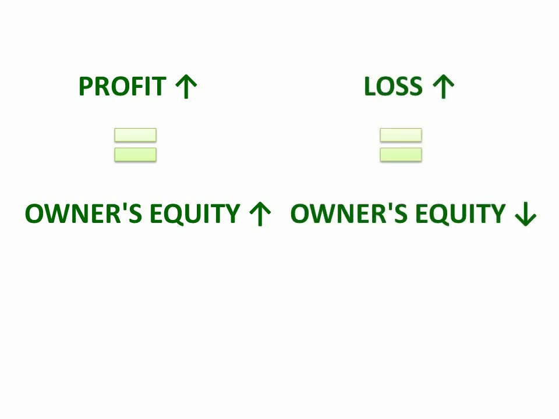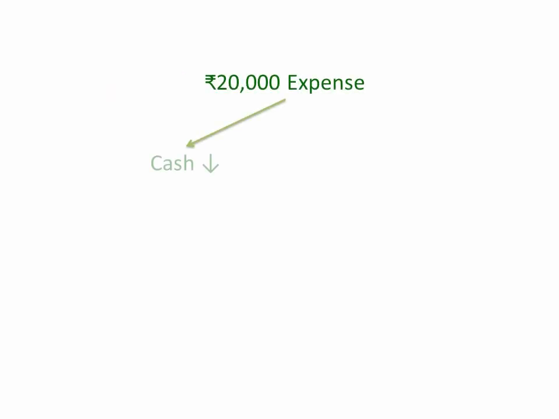Let's say the cafe pays 20,000 rupees for electricity, wages, and other expenses. Cash decreases. That's a decrease in assets, and expenses reduce profit. So they also reduce owner's equity. Again, the equation stays balanced.